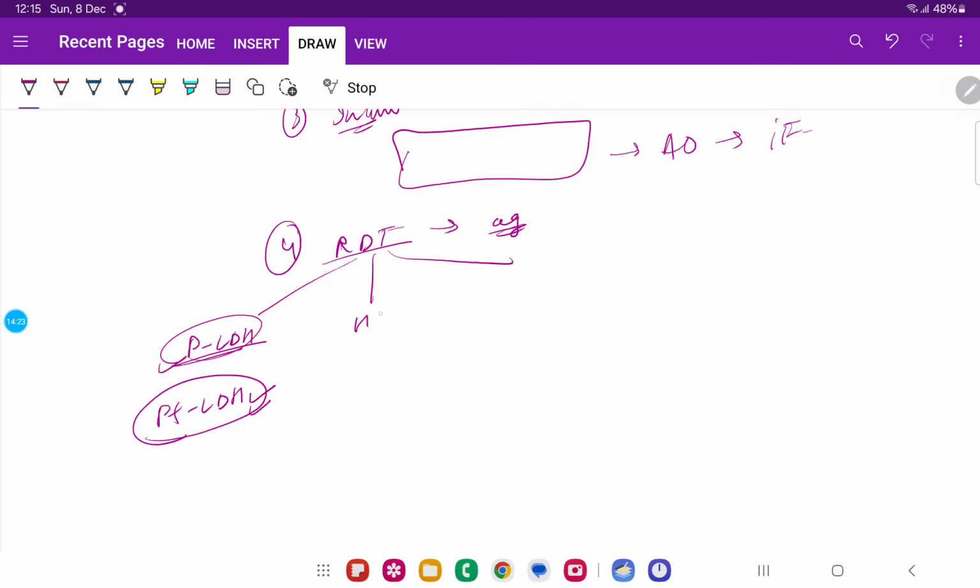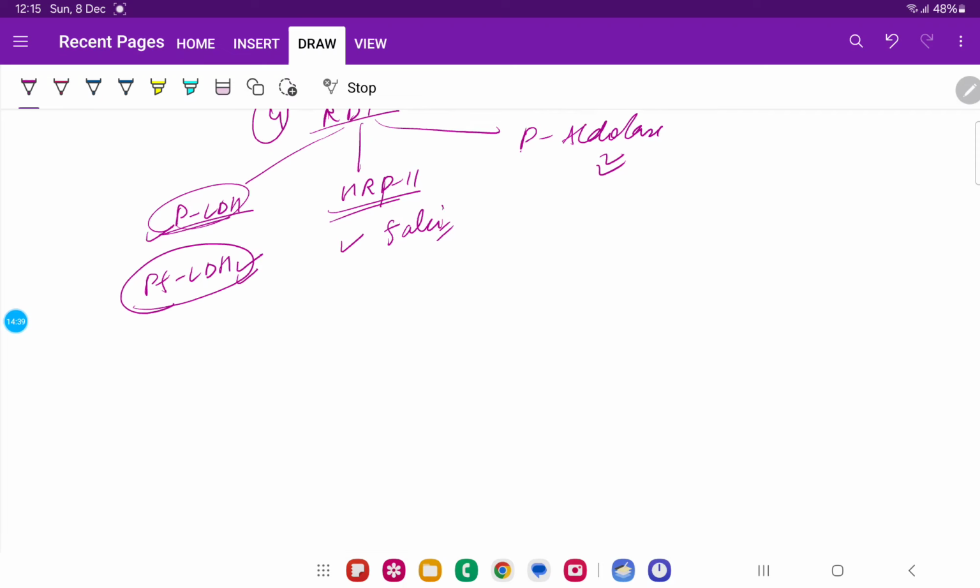Then we have the histidine rich protein 2. This is also specific for falciparum. Then we have the Plasmodium aldolase. This can also be detected.